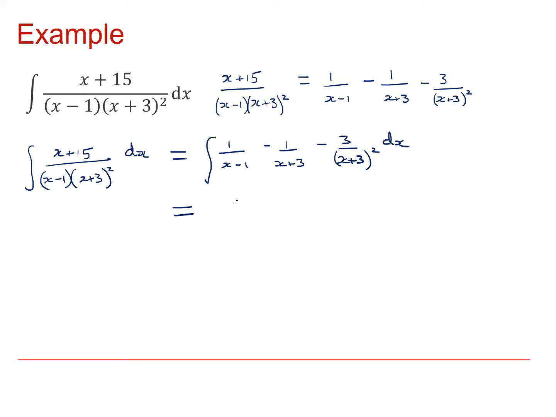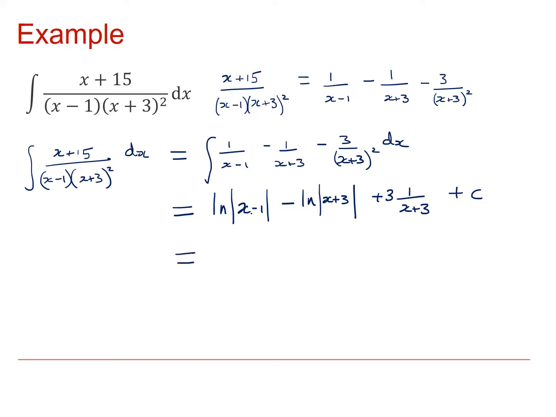So when I integrate 1 over x minus 1, I get the log of mod x minus 1 minus the log of mod x plus 3, and then this is really just an x plus 3 to the minus 2 type thing, so I'm going to get 1 over x plus 3, that's an x plus 3 to the minus 1, and I'm going to have a minus sign coming through, so I'm going to get plus 3 lots of 1 over x plus 3, and that's plus a constant.